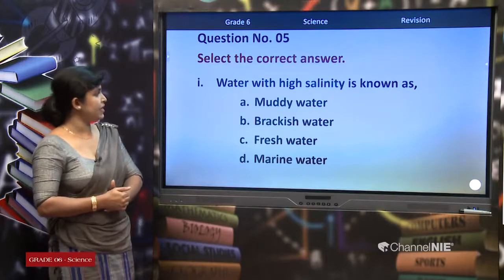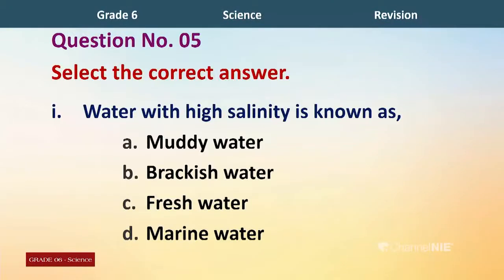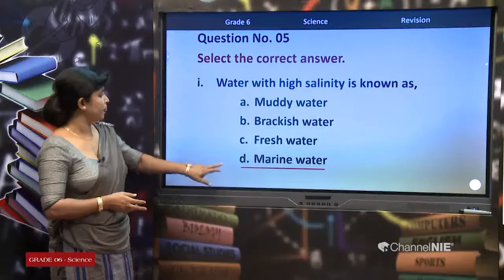Water with high salinity is known as muddy water, brackish water, fresh water and marine water. What is the answer? The answer is marine water.